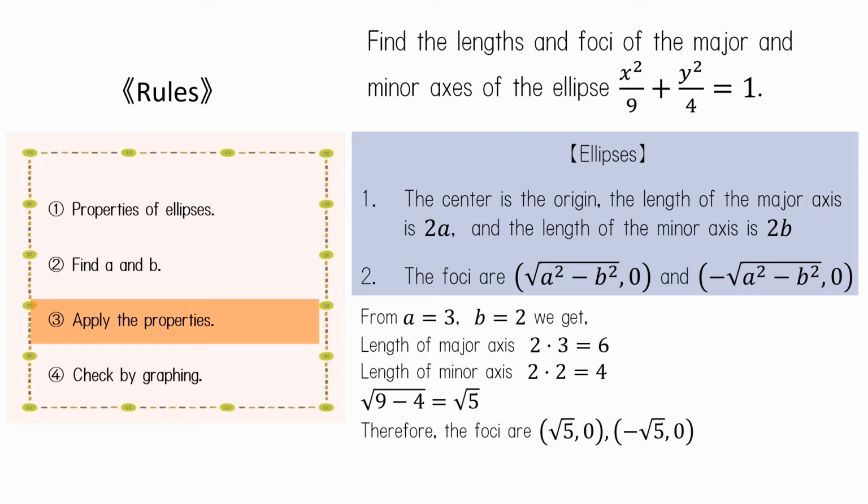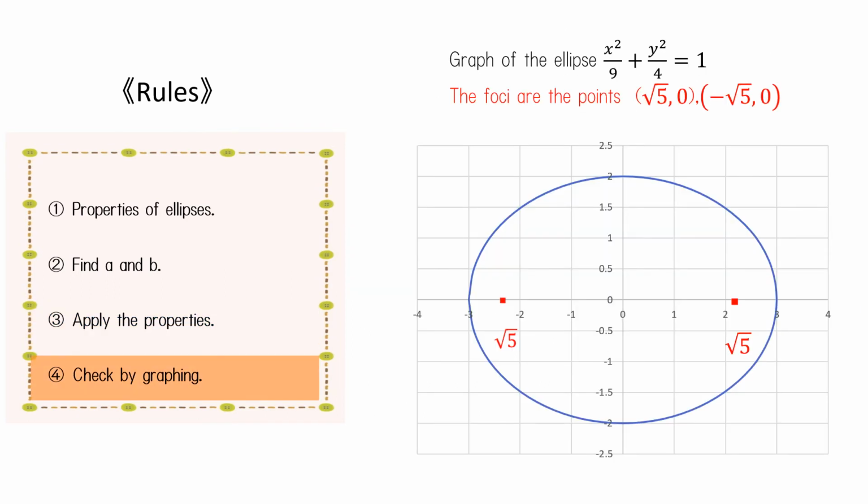Finally, let's apply the properties and calculate. Doing so, we get a equals 3 and b equals 2, and from that, the length of the major axis is 2 times 3, which equals 6, and the length of the minor axis is 2 times 2, which equals 4. The focus is square root of (9 minus 4), which equals square root of 5. So the foci are 2 points, square root of 5, 0, and negative square root of 5, 0. The graph will look like the following.